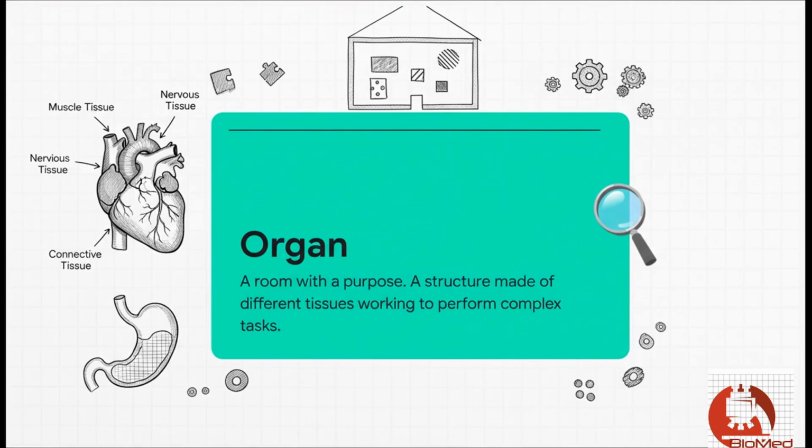Okay, we've got our bricks, we've got our walls. Now, let's put the walls together and build a room. That's an organ. Your heart, for example. It's a structure made up of different kinds of tissues, all working on a bigger project. You've got muscle tissue doing the pumping, nerve tissue telling it when to pump, and connective tissue holding the whole thing together. It's a room with a very specific, very important purpose.